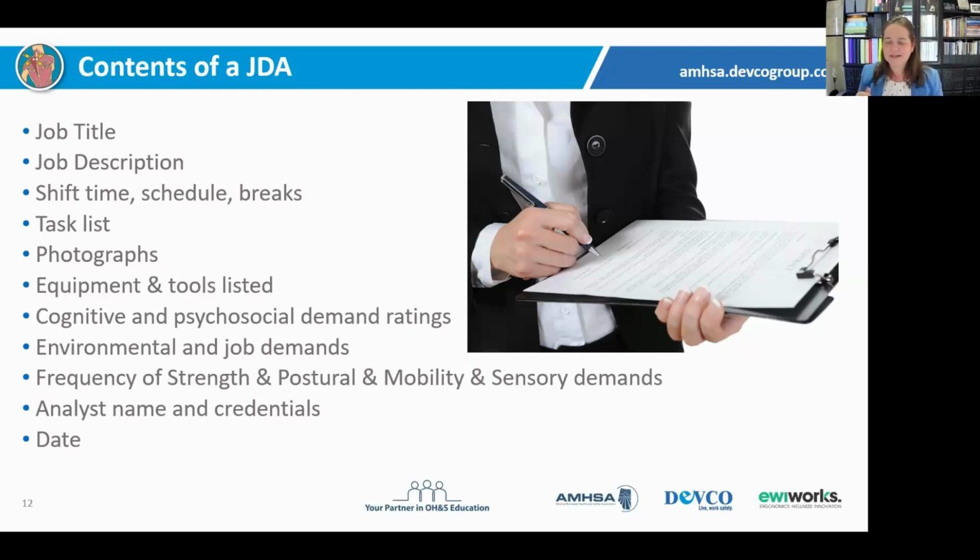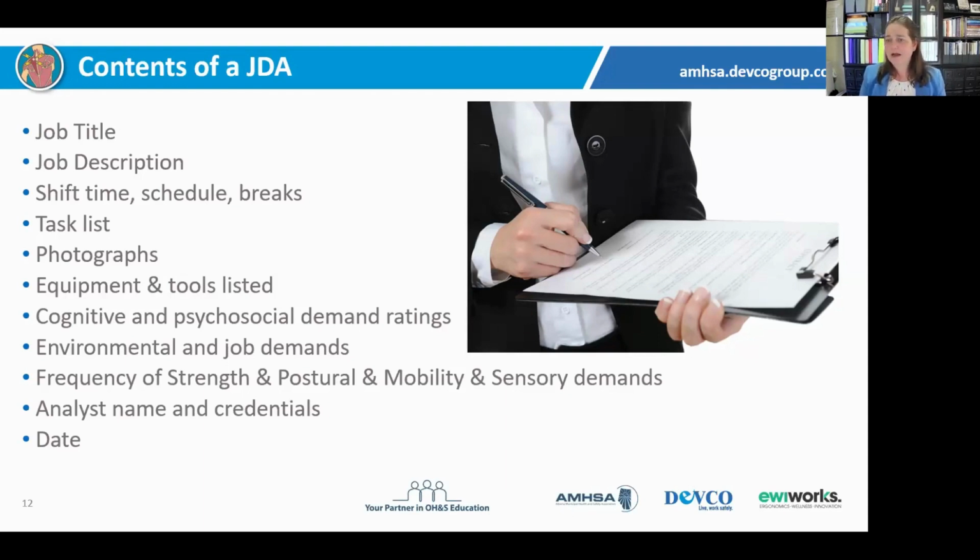Having a list of equipment and tools can be very helpful, depending on the organization, depending on the job. Ratings for cognitive and psychosocial demands are usually really helpful. Environmental and job demands, so for example, if they're working inside, if they're working outside, if they're working on a rotating shift, sometimes doing nights, sometimes doing days, just having context on how they're doing that. Some talk about PPE that's required.